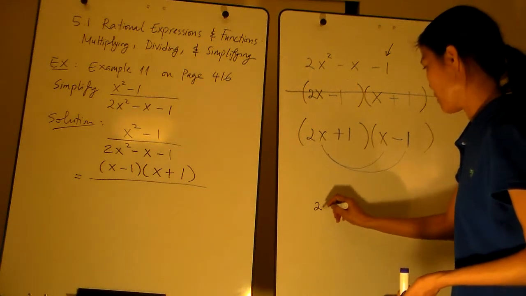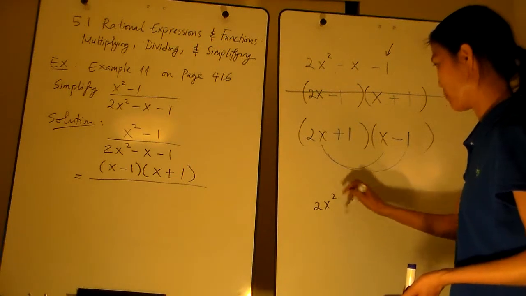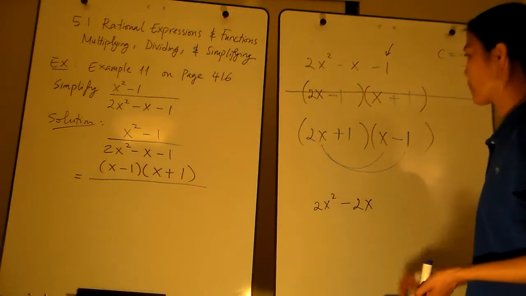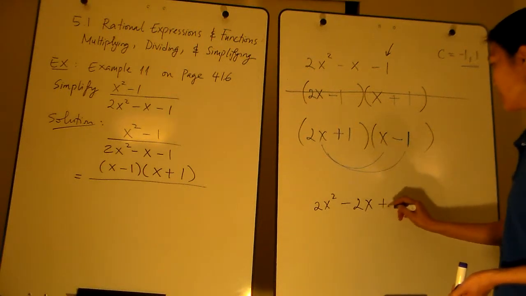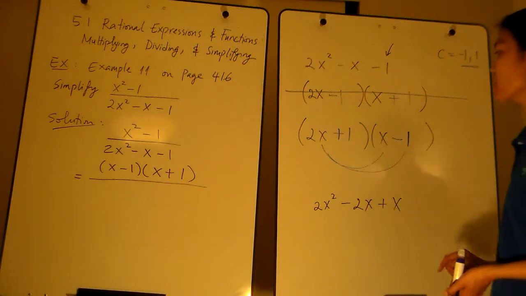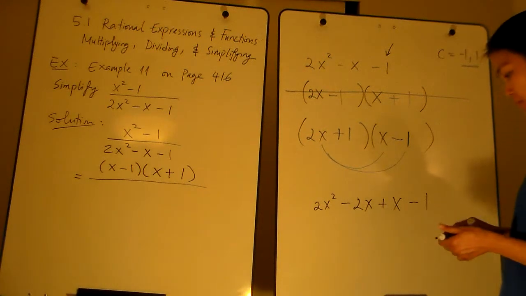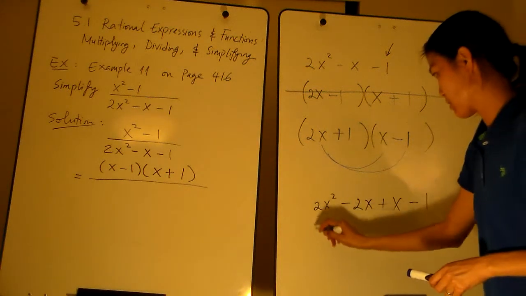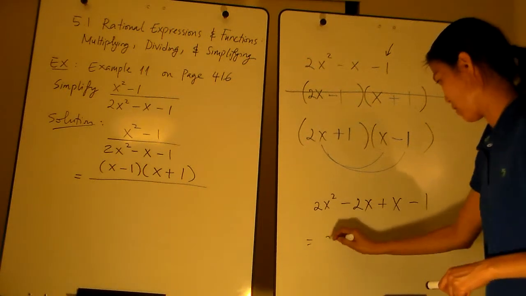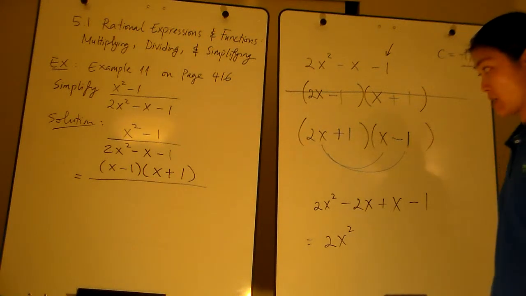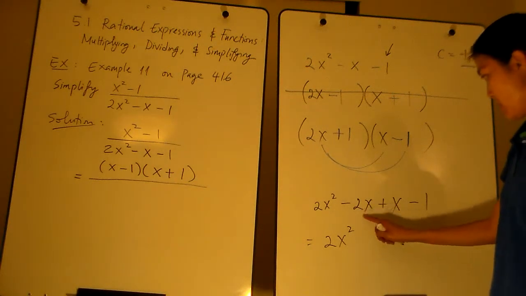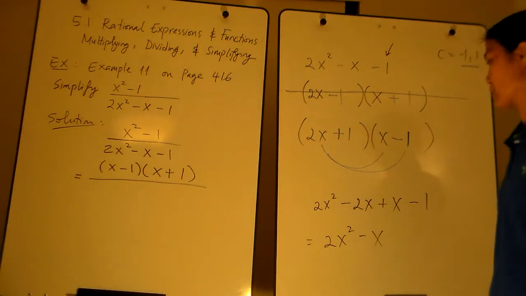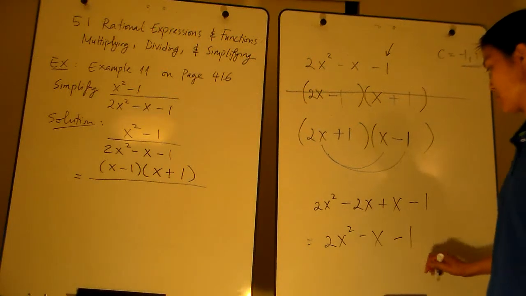2x times x is what? 2x times x is 2x squared. 2x times negative 1 is negative 2x. 1 times x is positive x. 1 times negative 1 is negative 1. So I just distribute, multiply out. Simplify, we still get 2x squared, because 2x squared is the only term that has a second exponent. Negative 2x plus x, you can combine them, which makes negative x. The last term is the constant term, subtract 1.